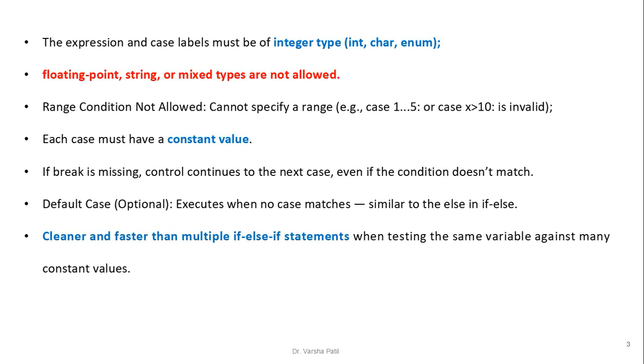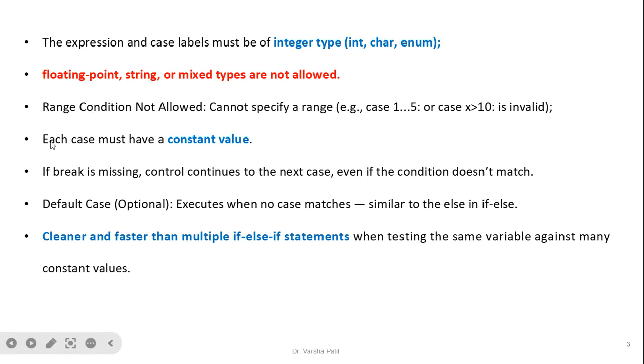Now before that, we have to remember these points, because these points are very important. The expression and case label must be of integer type, that is either integer, character or enum. Now for this initial stage, even if you don't know enum, it is okay. So just remember that it should be integer or character. Floating point, string or mixed types are not allowed. Range conditions are not allowed. Cannot specify range. So that is a difference between the if else and the switch.